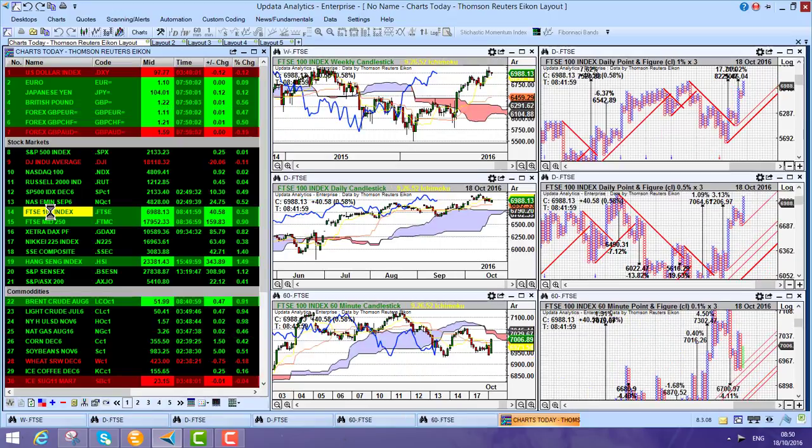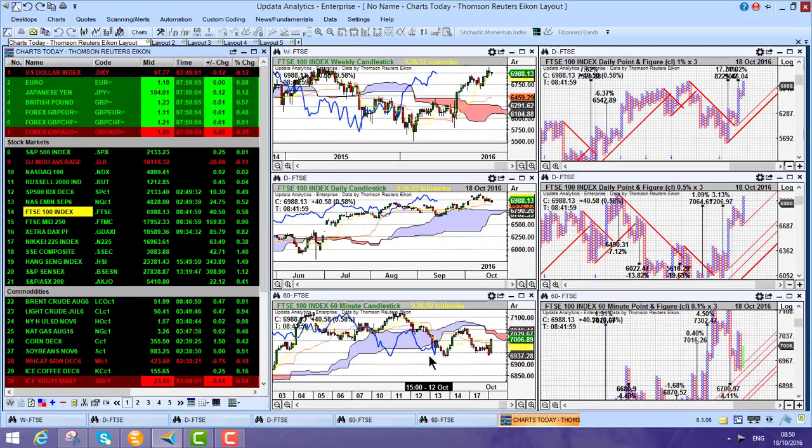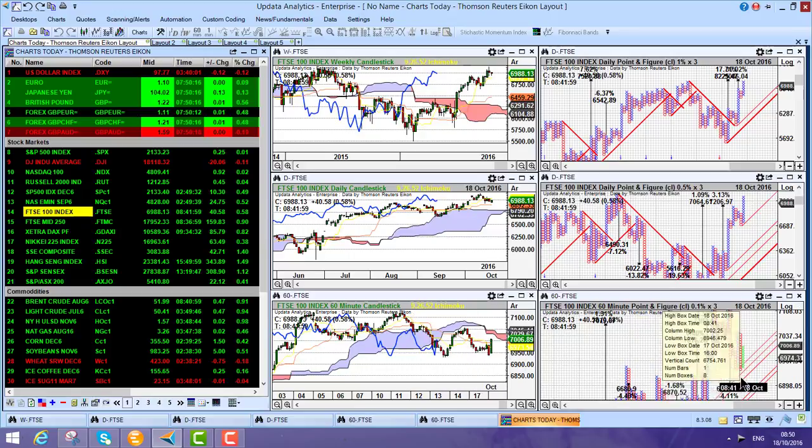If we take a look at the Footsie, it is bearish below the cloud, just struggling to get back above that 7,000 level, which is really key there. And we see here that we are bearish short term with a downside target. So we do have a little downside potential in most stock markets.